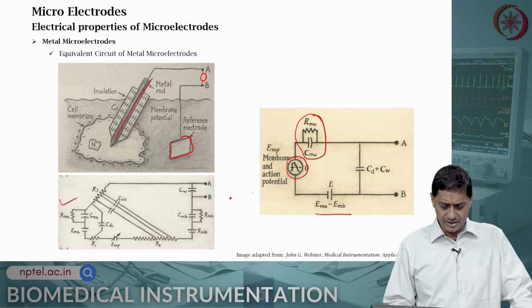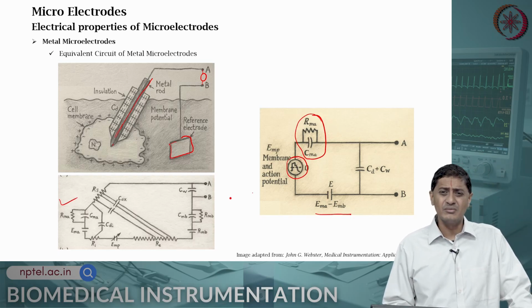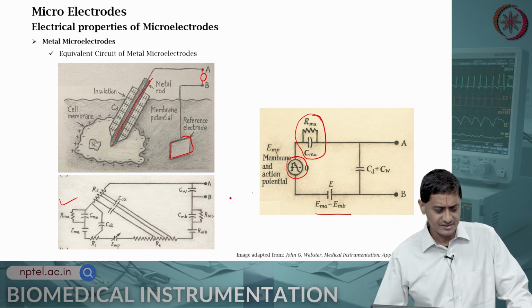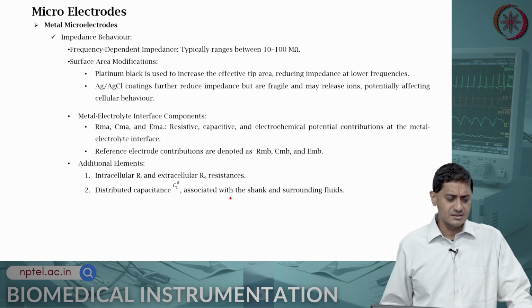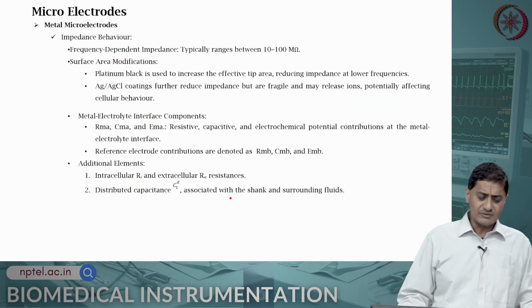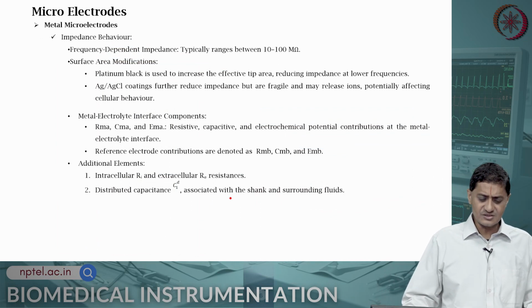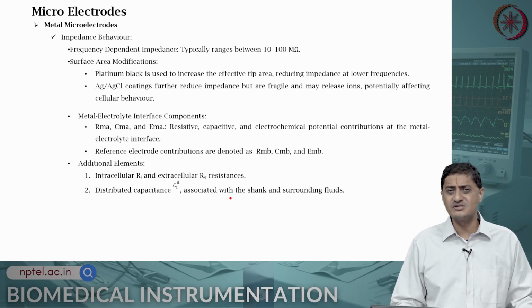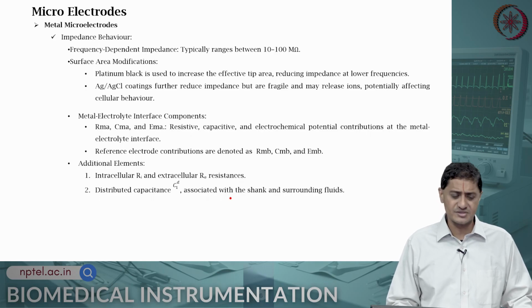Do check this circuit, and I have adapted this circuit from, of course, the famous Webster's medical instrumentation textbook. Critically, what is the impedance behavior of this? There is going to be frequency dependent impedance. Typically, it is going to range between 10 and 100 mega ohms.